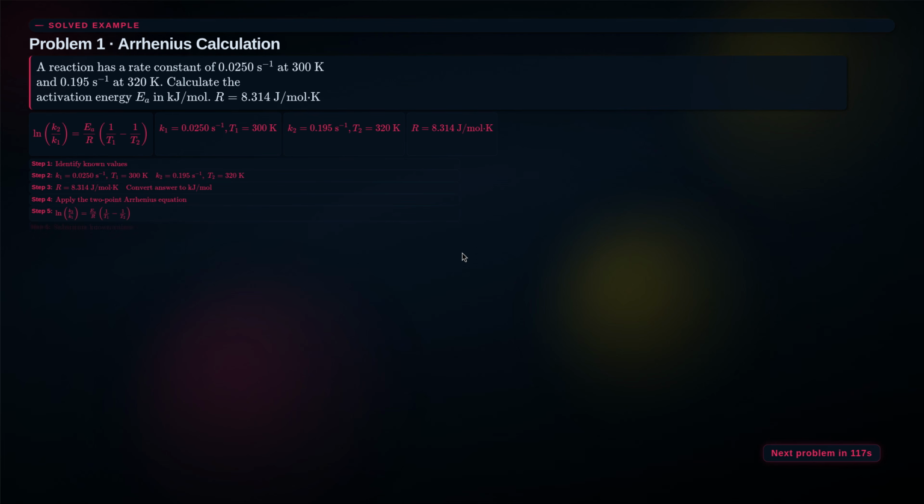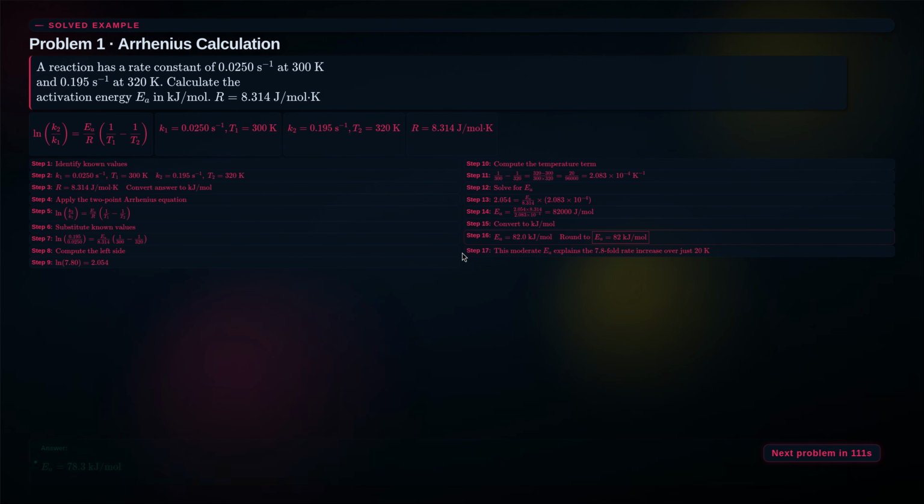Problem 1. Arrhenius calculation. A reaction has a rate constant of 0.0250 per second at 300 Kelvin and 0.195 per second at 320 Kelvin. Calculate the activation energy EA in kilojoules per mole. R equals 8.314 joules per mole Kelvin. We start with the 2-point Arrhenius equation. The natural log of k2 over k1 equals EA over R times 1 over T1 minus 1 over T2.